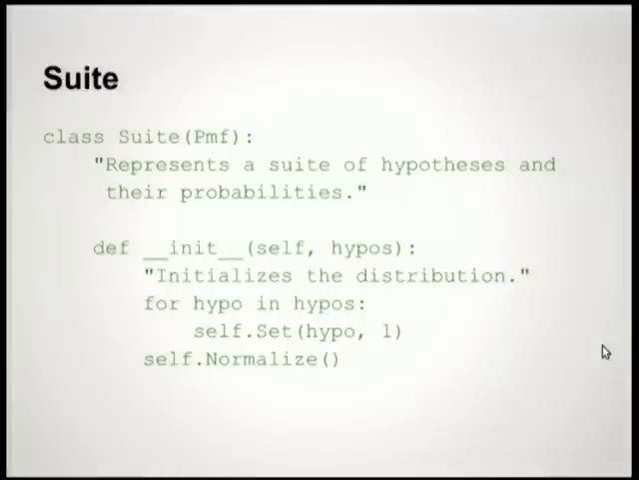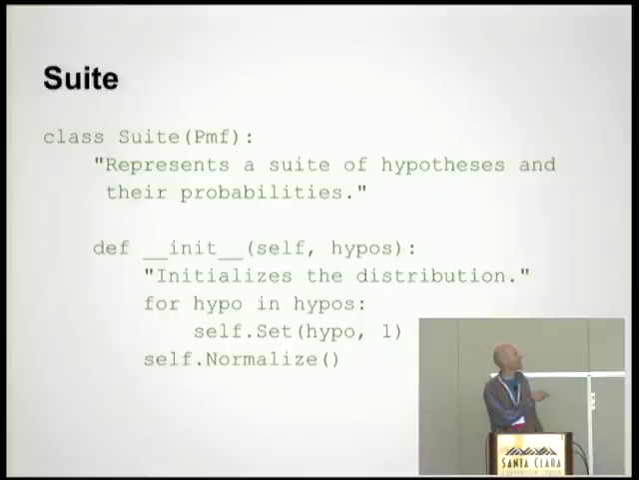Here's what the suite object looks like. It's a class called Suite. It inherits from PMF. It has an init method. When you initialize a suite, what you provide is a sequence of hypotheses. And again, you can use any Python object you want to represent the hypotheses. You just have to give me a sequence of them.